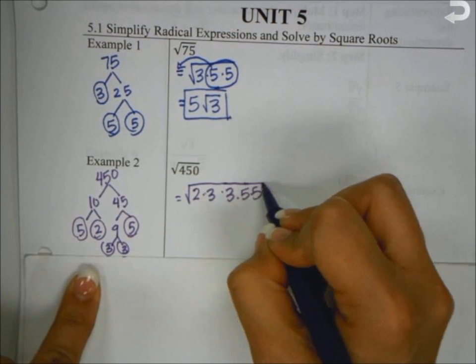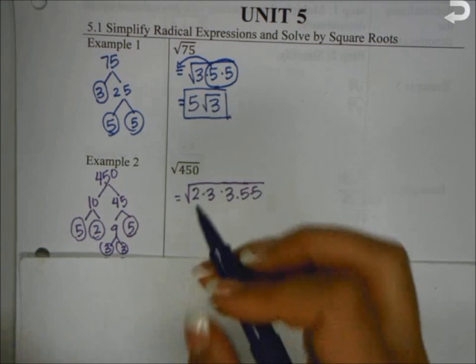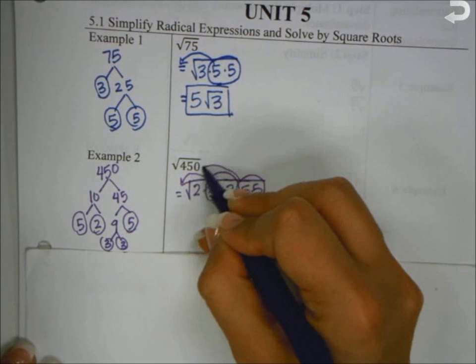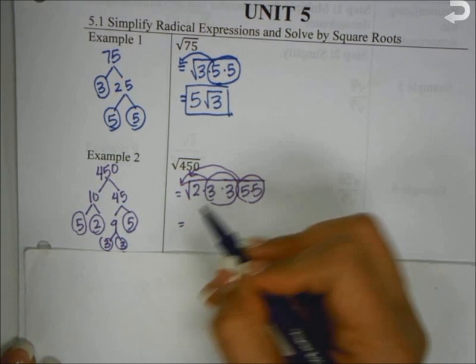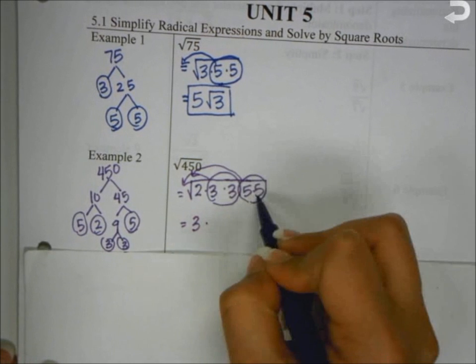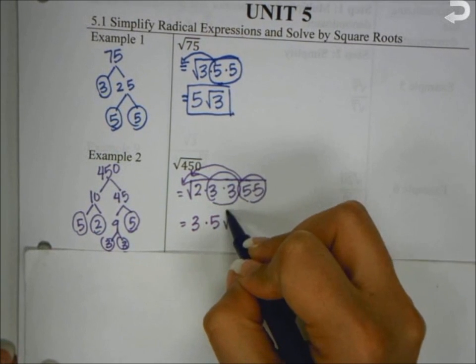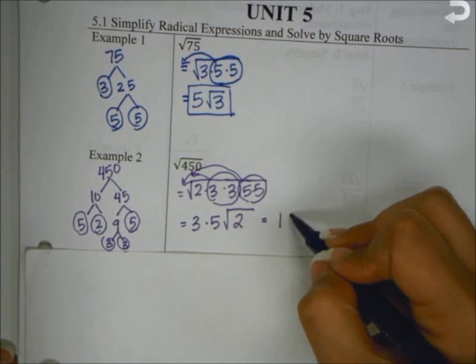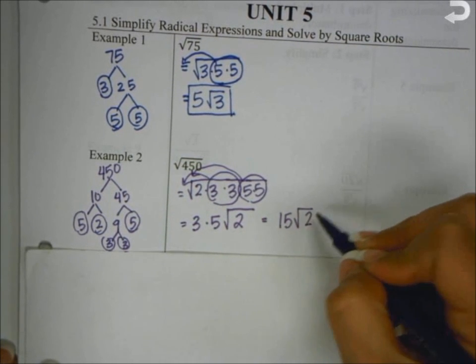Okay, and then we take our pairs out. So we have 3s and we have 5s. So what's on the outside? Square root of 9 gives me 3 times 5, square root 2, and then let's multiply 3 times 5, 15 square root 2.